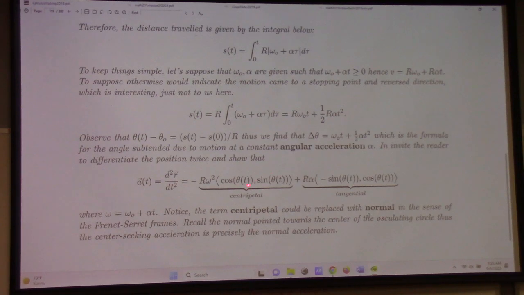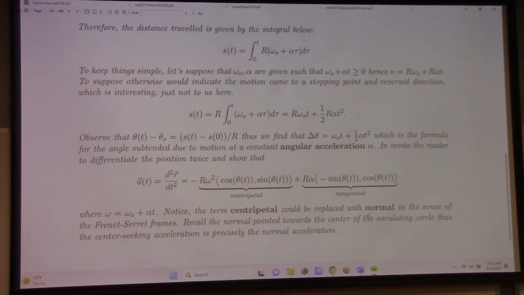So as you can see, the magnitude of the centripetal acceleration is r omega squared. Now omega, if you rewrite it in terms of speed, is v over r. So this is straight up v squared over r. That's the centripetal acceleration. The minus is there because it's center seeking.